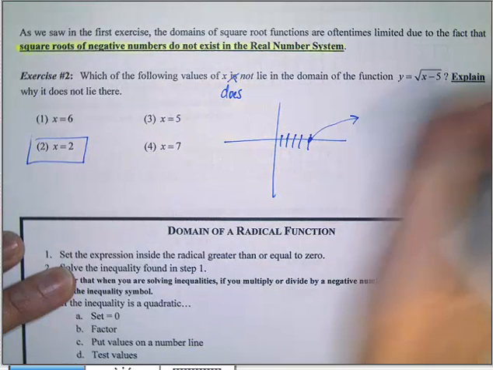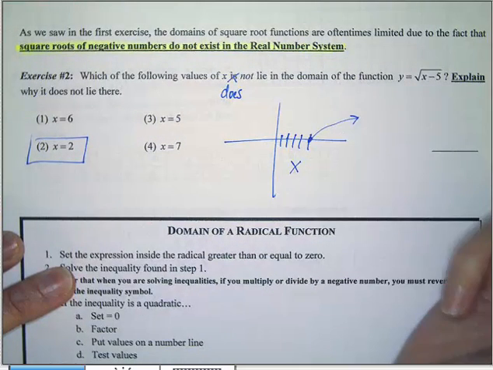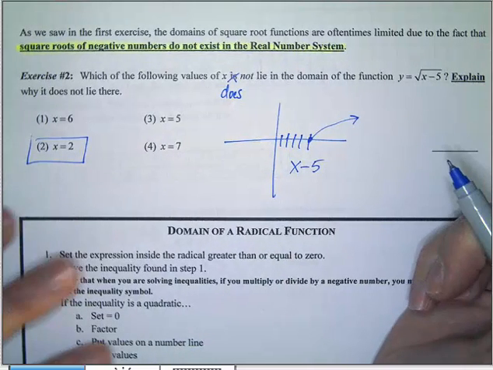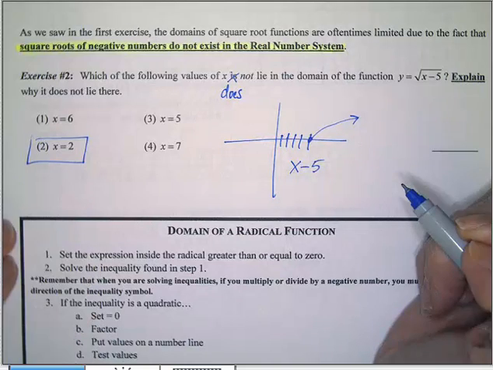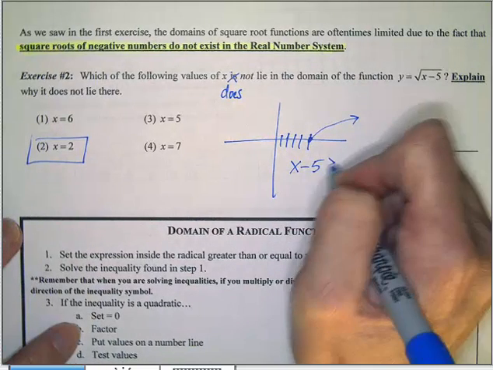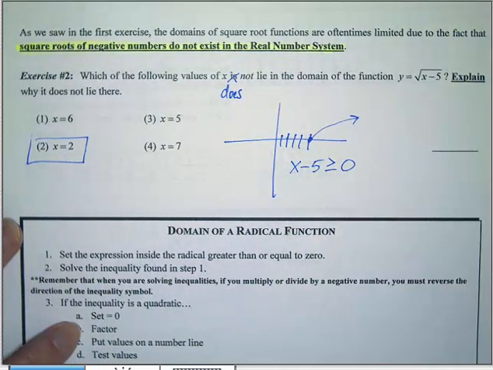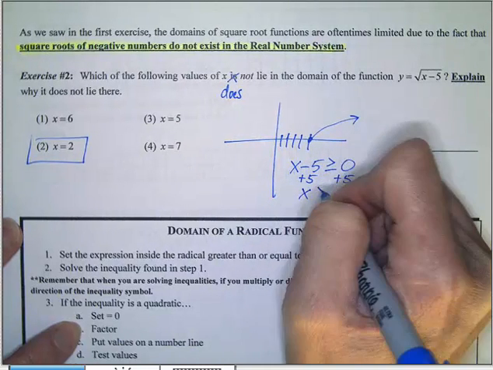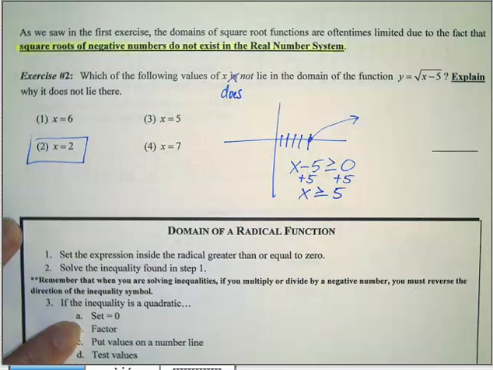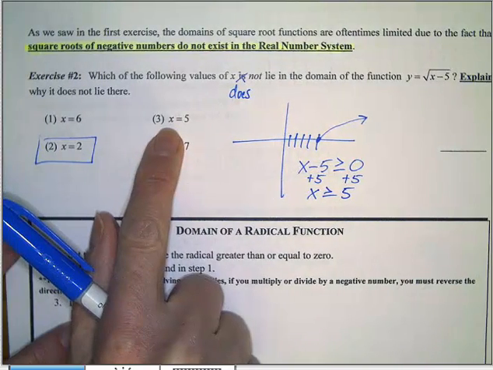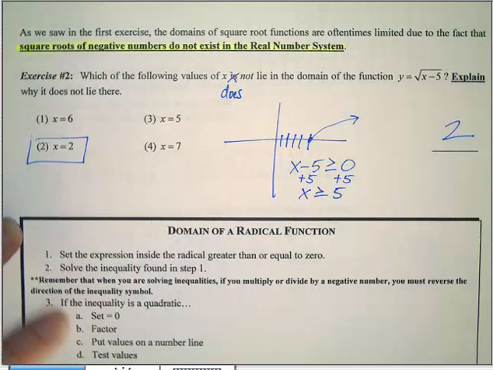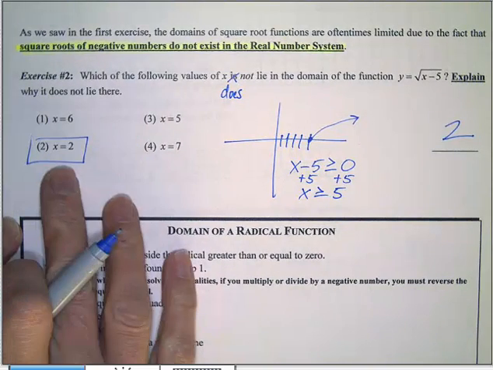So to solve these kinds of questions and find the domain, you take what's under the radical, the radicand, and you set it greater than or equal to 0, and you solve. So we're going to add 5 to both sides. So x must be greater than or equal to 5. Well, 5 is greater than or equal to 5, so is 6, and so is 7. That is why my answer to number 2, choice 2, is not the answer.